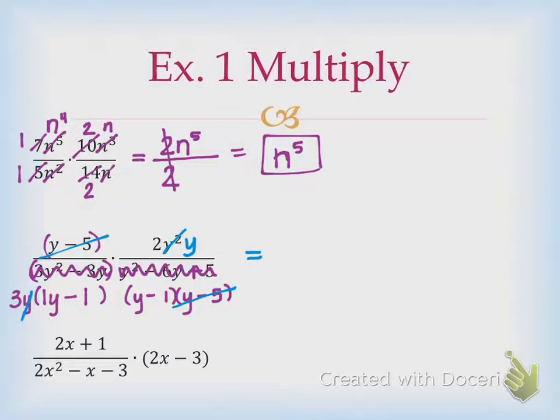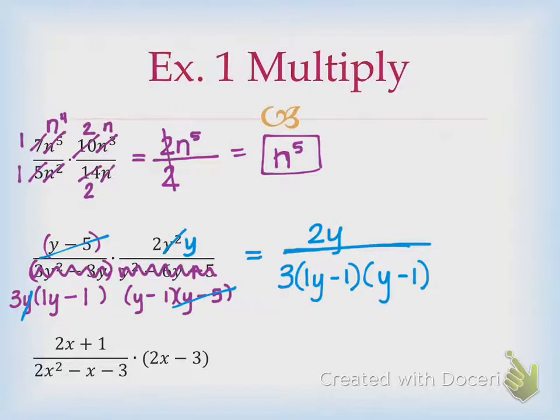What am I left with up top that's going to become my new numerator? 2 and y. Very good. That's all I'm left with up top. Now, what am I left with on the bottom? I'm left with this 3 right here. So that needs to be written first. Then I'm left with y minus 1. And I'm left with y minus 1.